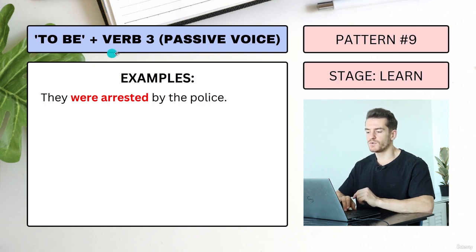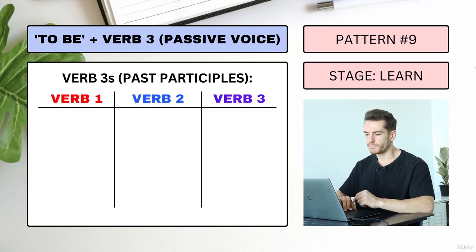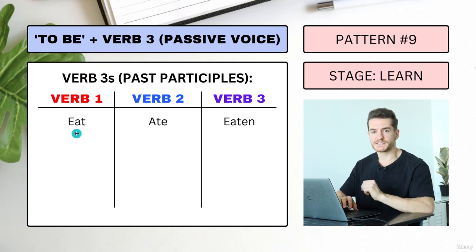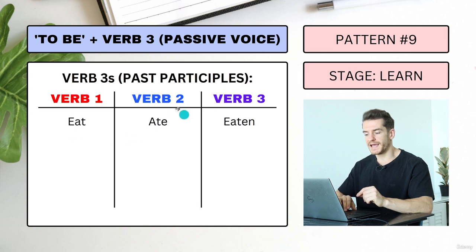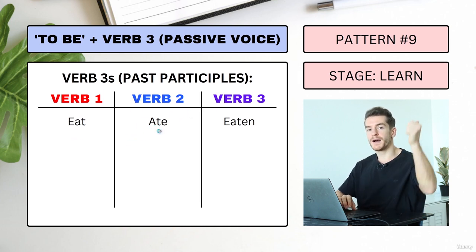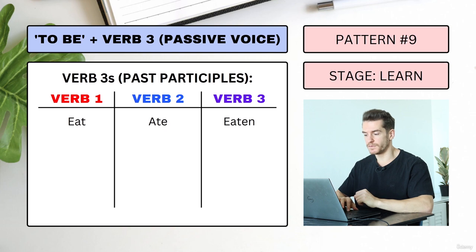Now, you're probably asking, what is a verb 3? This is not a grammar course, so we're not going to go into it very deeply, but we'll very quickly have a look at some examples of verb 3s. Now, verb 3s are also called past participles. So let's have a look at some examples. Verb 1, eat. This is the most basic form of the verb. Verb 2, ate. This is the simple past tense verb. And verb 3 is eaten.